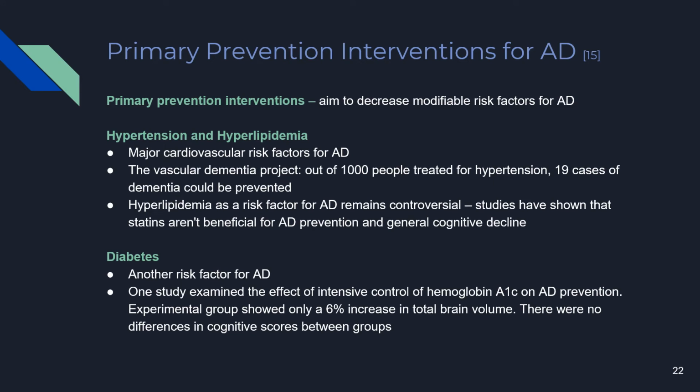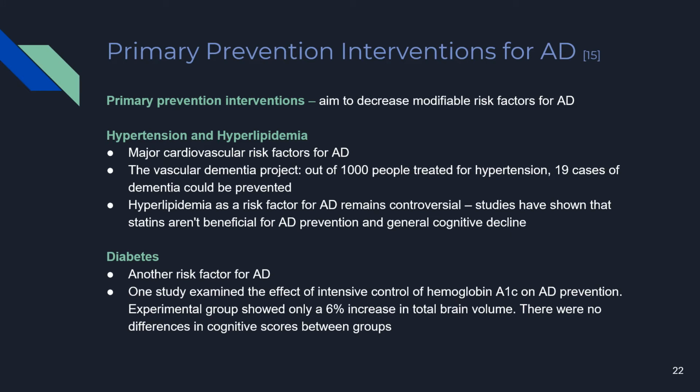So there are two types of prevention interventions in Alzheimer's treatment. Primary prevention interventions are those that aim to decrease modifiable risk factors for Alzheimer's through strategies like lifestyle changes, comorbidity treatments, supplemental and multi-domain interventions. Secondary prevention interventions aim to initiate mechanism-based interventions to treat underlying pathophysiology so that Alzheimer's symptoms never develop. I'm going to be focusing on primary prevention interventions.